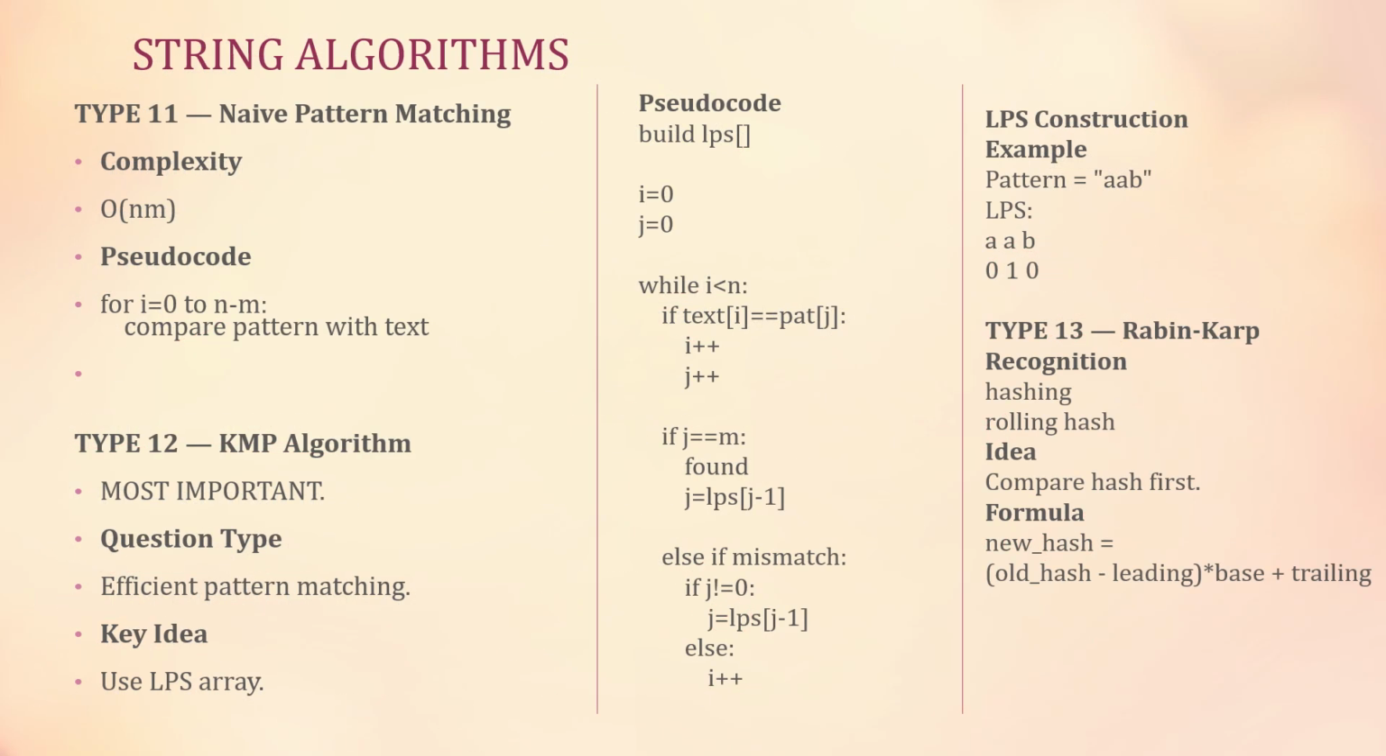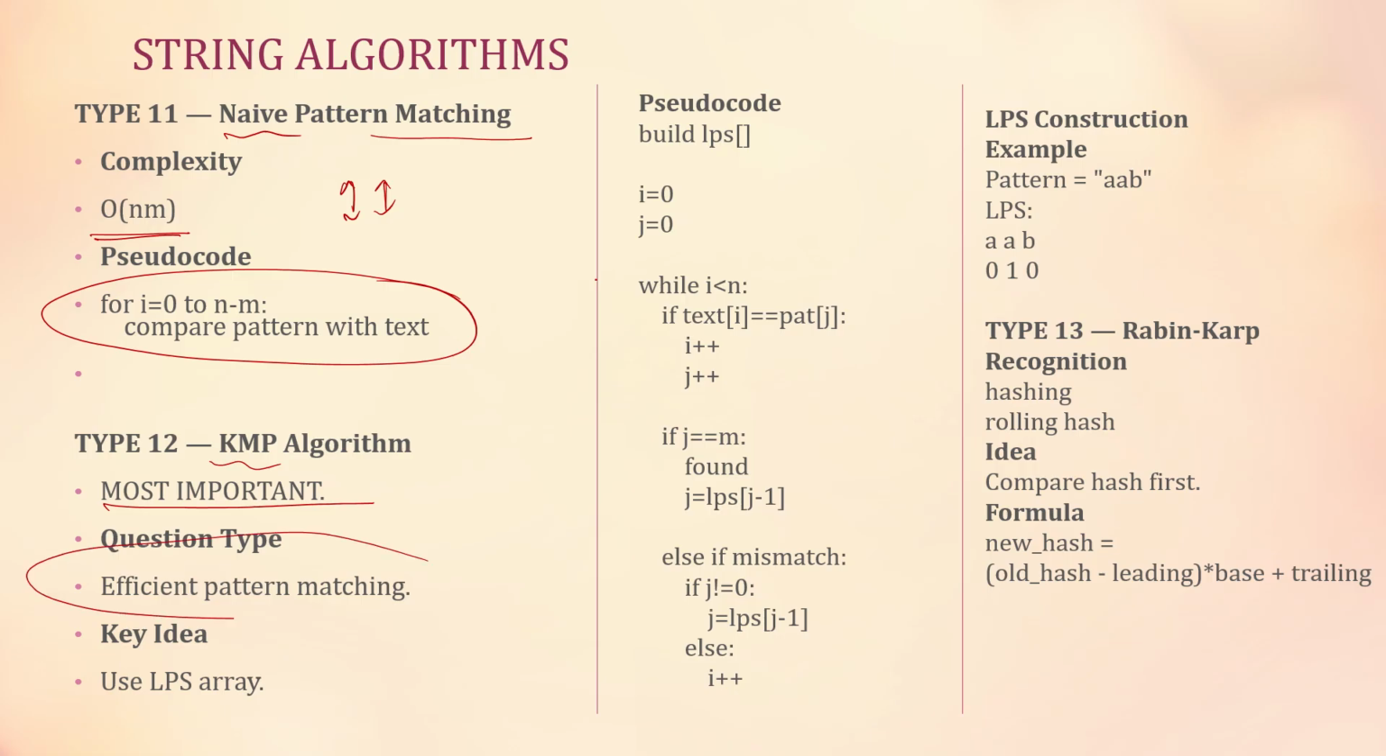Next is the string algorithms. In case of string algorithms, we have naive pattern matching, which takes order of nm time complexity, and you compare your pattern with text one by one. Knuth-Morris-Pratt, very important. It is used for efficient pattern matching and using an LPS array.